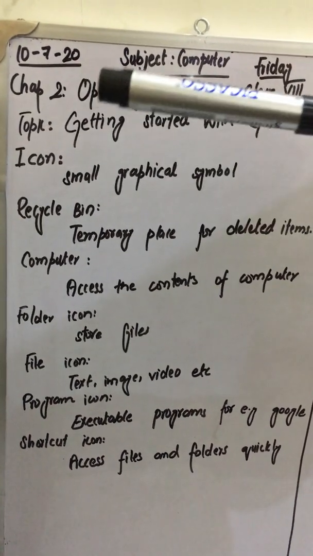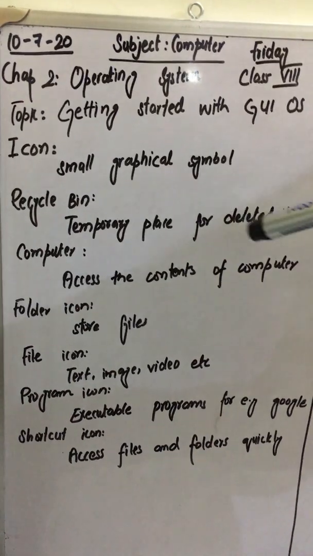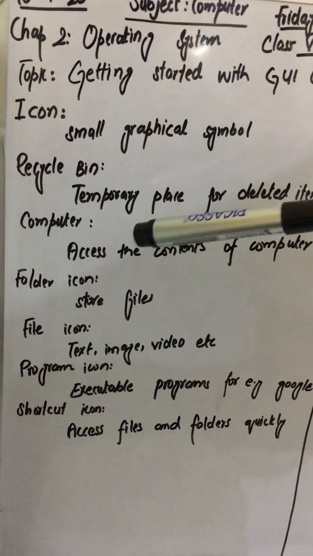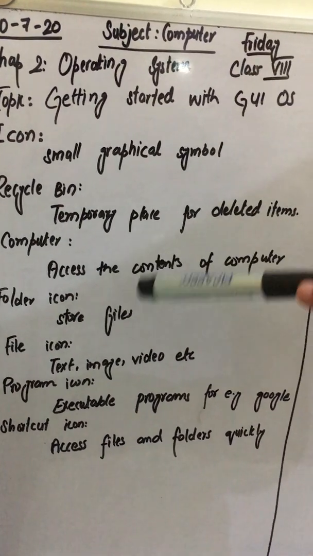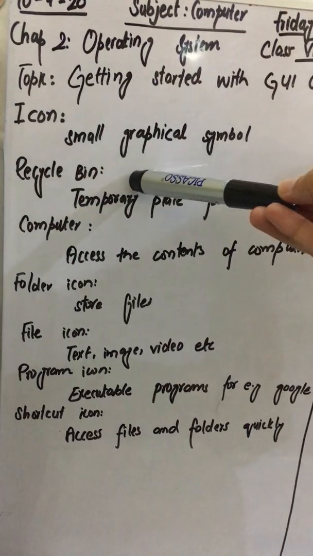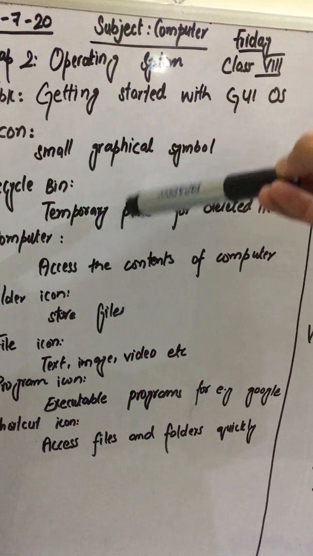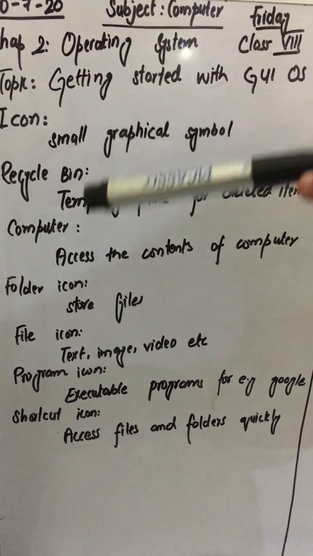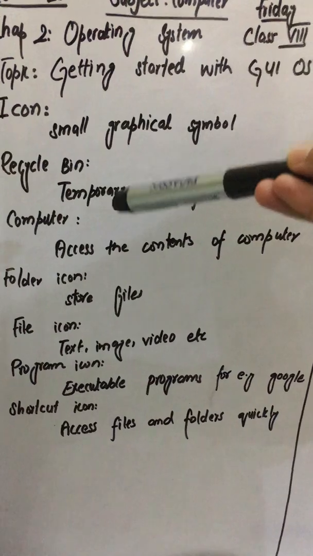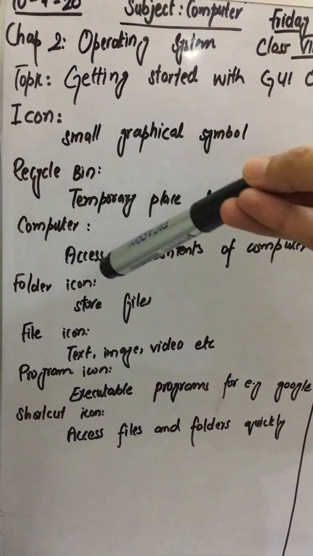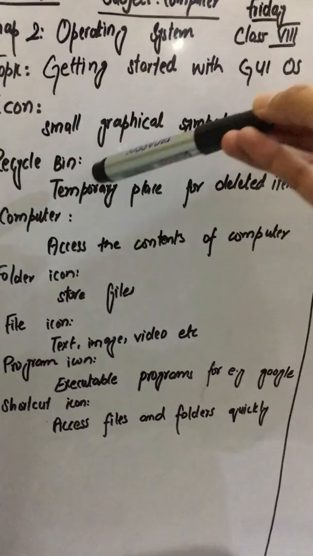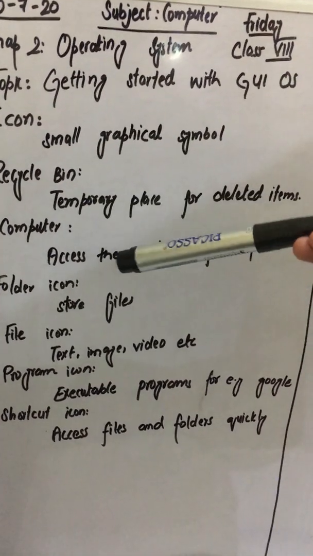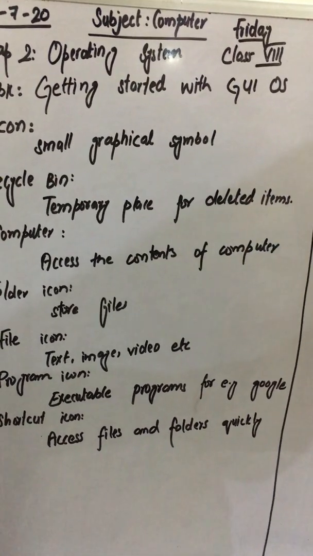So the first icon that we are going to discuss is the recycle bin. We know what the recycle bin is. Recycle bin is a temporary place where your deleted items go. Whenever you delete something from the computer, it moves to the recycle bin, and here you have an option either to recover or restore your data if you have deleted it mistakenly, or to delete that file or folder permanently from your computer hard disk. So recycle bin is the place where you get the option to delete or to restore.